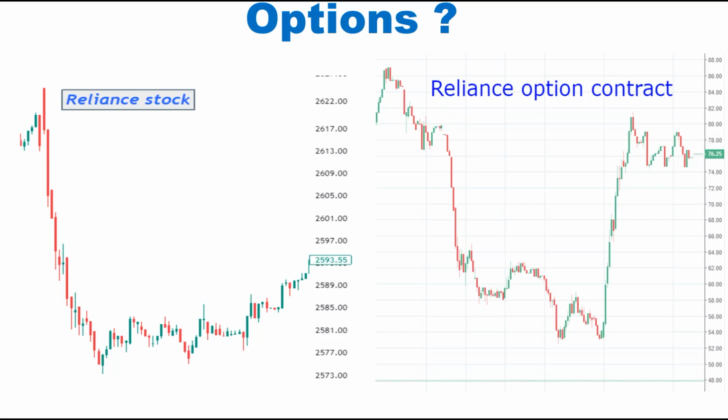So, for example, what do we mean by an option contract? A Reliance option contract gets its value from the underlying Reliance stock. So this is the Reliance stock. Any change in the value of the stock is associated with a change in the value of the option contract. Here in this picture, this is the Reliance stock, and this is the Reliance option contract. So the Reliance option contract gets its value from the underlying, that is, from the Reliance stock.